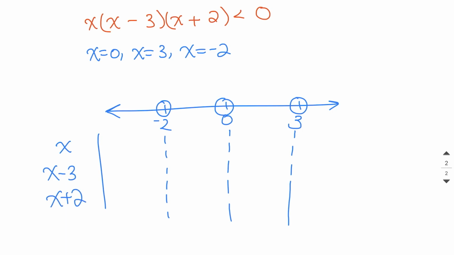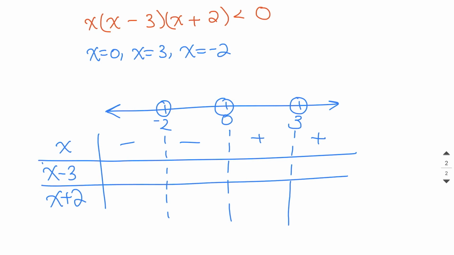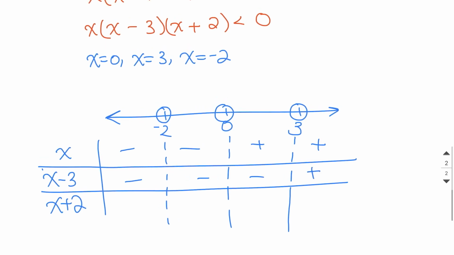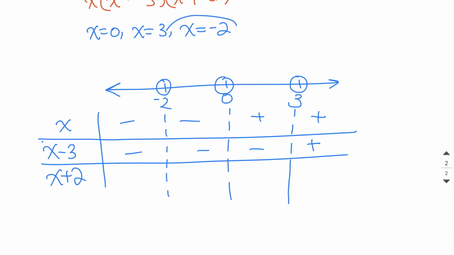Well, for x, it's going to be negative all the way until x equals 0. And then anything after that will become a positive. At x minus 3, our critical value is at 3, so everything up until this 3 will be negative, and then after that, it will become positive. And then this critical point right here, x equals negative 2, will be negative, positive, positive, positive.